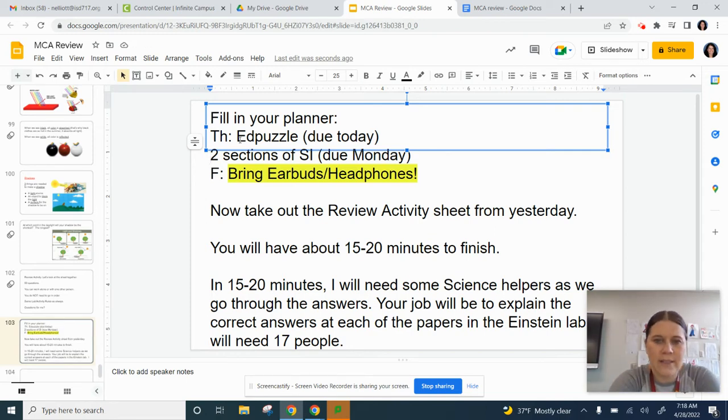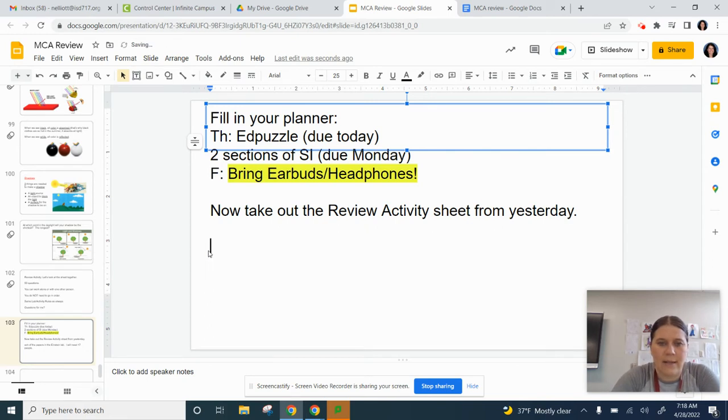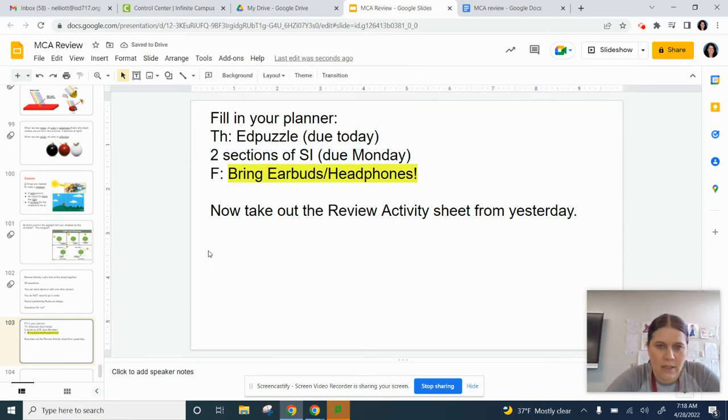Tomorrow you need to bring earbuds, headphones, because we're going to do the practice MCA in class tomorrow. So you need your Chromebook charged and you need earbuds and headphones to listen, because I said in science they talk to you. So it's not just something you can read. You have to have earbuds, headphones. If you don't have them tomorrow, you'll just listen, and then you'll just have to go borrow some from the office next week or buy some. They're $2. Okay, so planner should be filled in. Here's Thursdays, Edpuzzle, and 2 sections of Study Island, and headphones, earbuds.